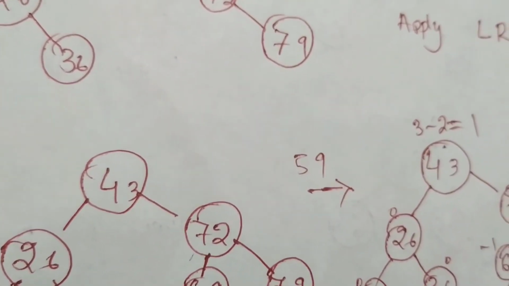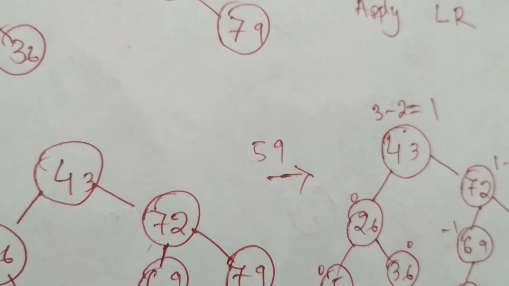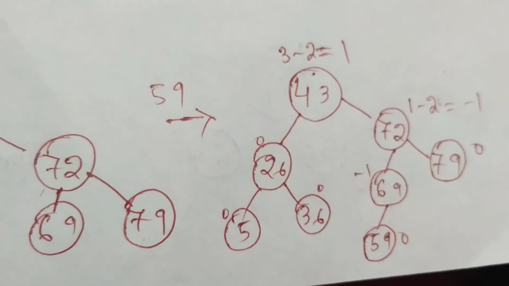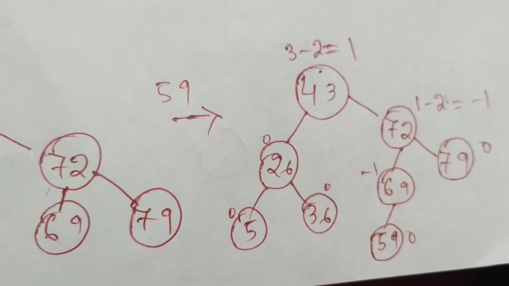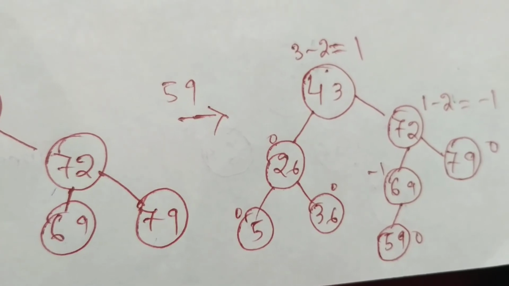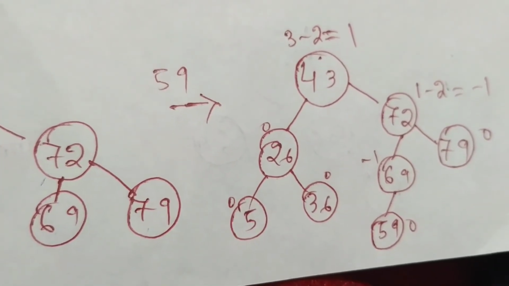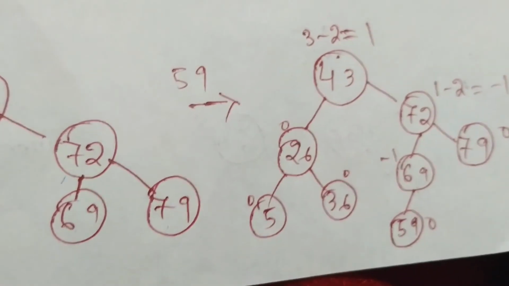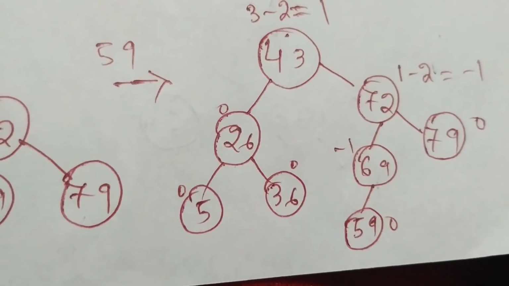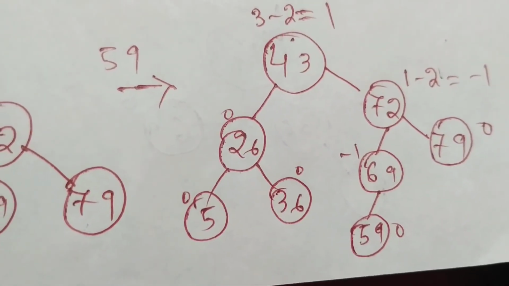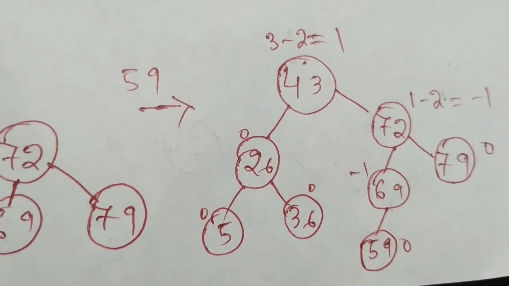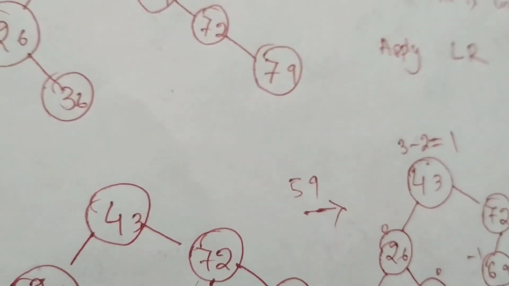Now we have to insert 59. So 59 is compared with 43. Definitely it is greater than 43, so it will come to the right side. Again 59 is compared with 72. It is less than 72, so definitely it will come to the left side. So 59 is less than 69, so it is inserted at the left child of 69. You can see now that everywhere the balance factors are minus 1, 1, 0, minus 1, 0, 0, 0, 0. So now this tree is balanced. Hope you have understood this. It's a very interesting tree.